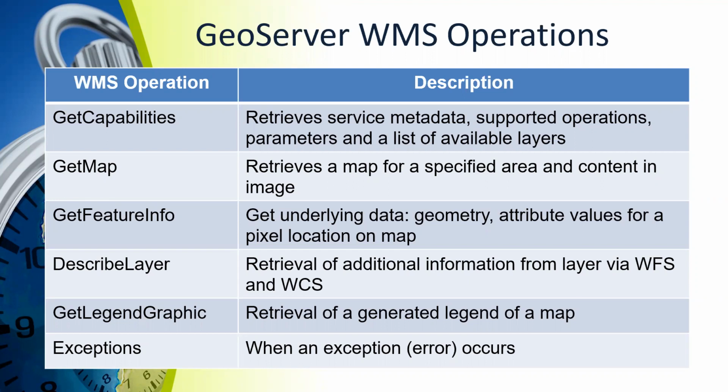Then we have describe layer. Describe layer retrieves additional information from a layer, and this can be via web feature service and web coverage service. We shall be looking at this shortly. Then we have what you call the get legend graphic. This retrieves the generated legend of a map. When you're designing a map on your desktop, I believe in some sessions previously you created a map. There is what you call the map key, or the legend. This one fetches the legend through the web using the WMS.